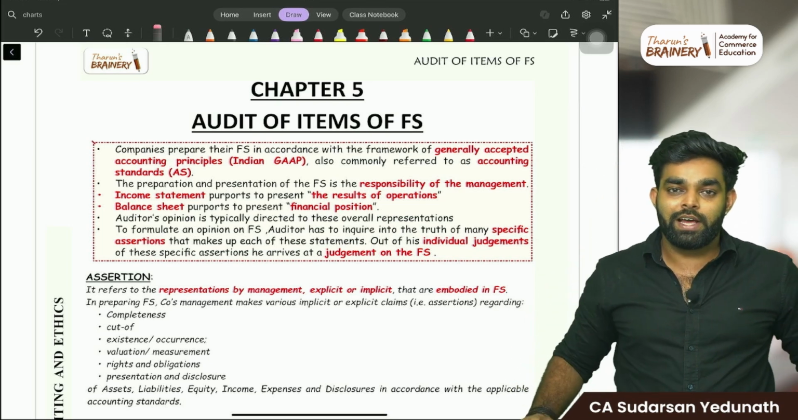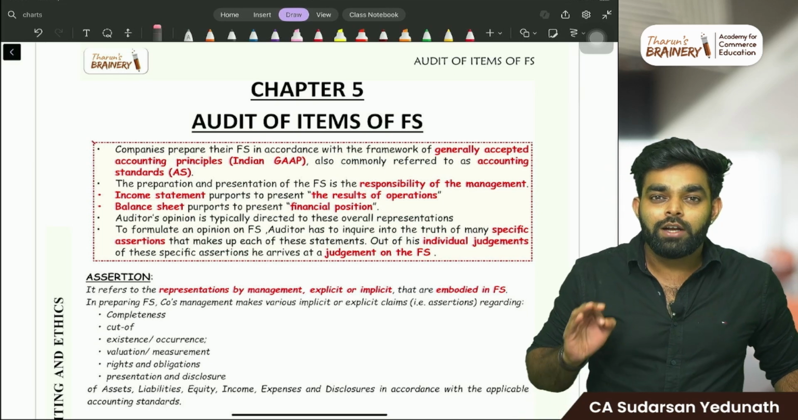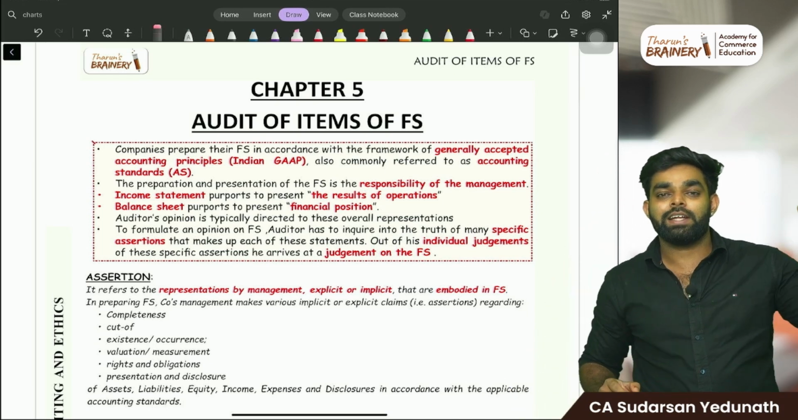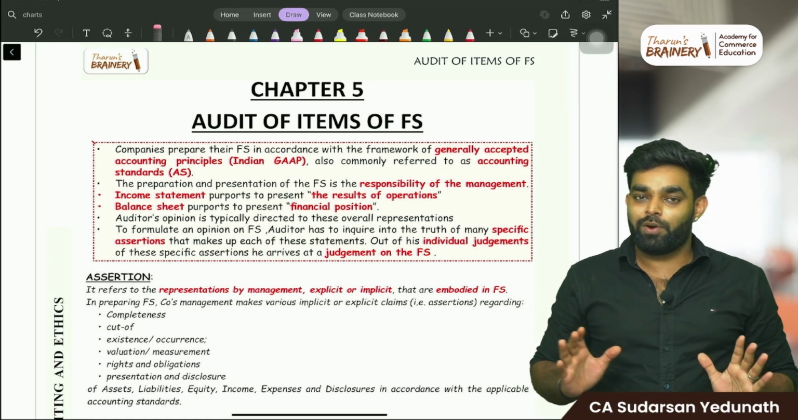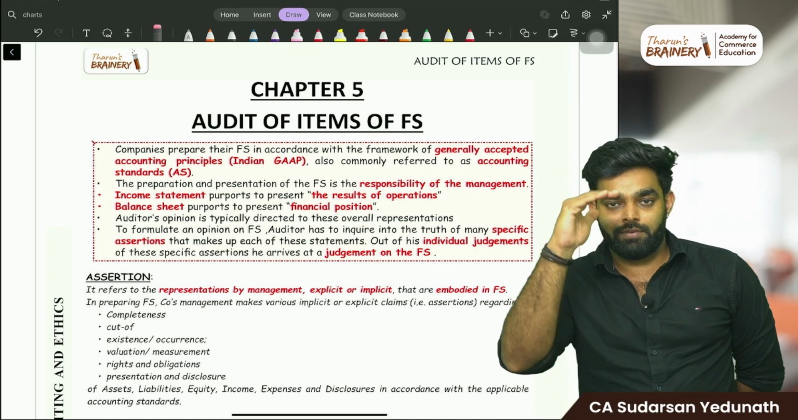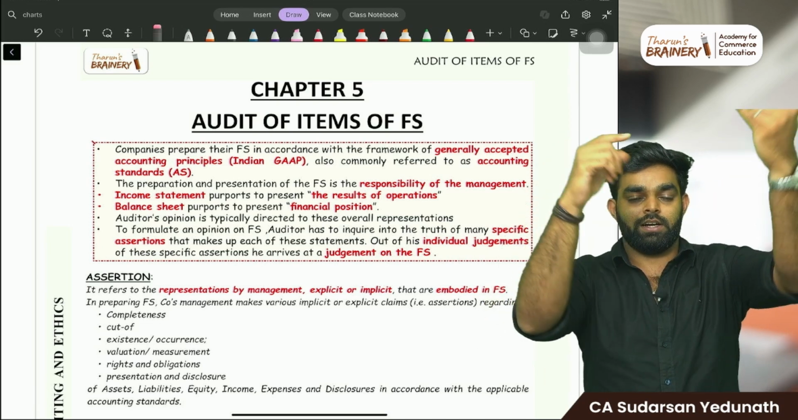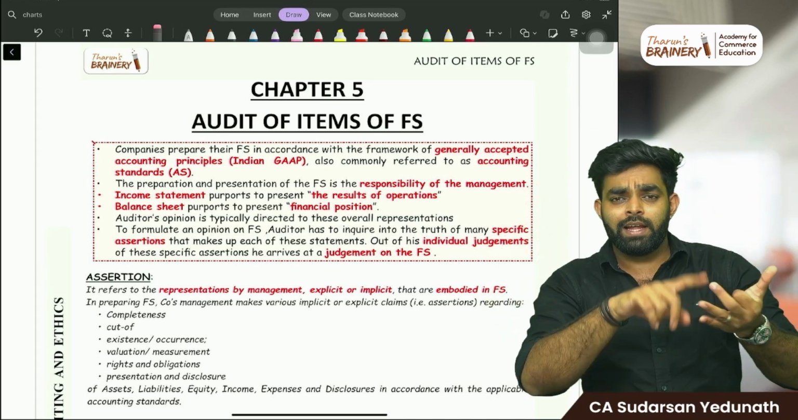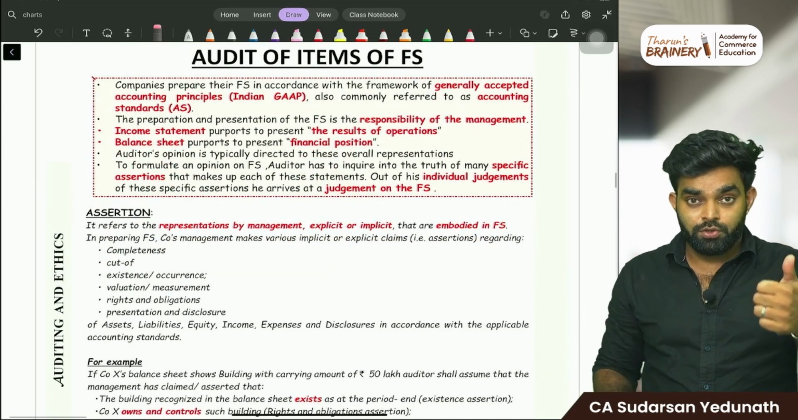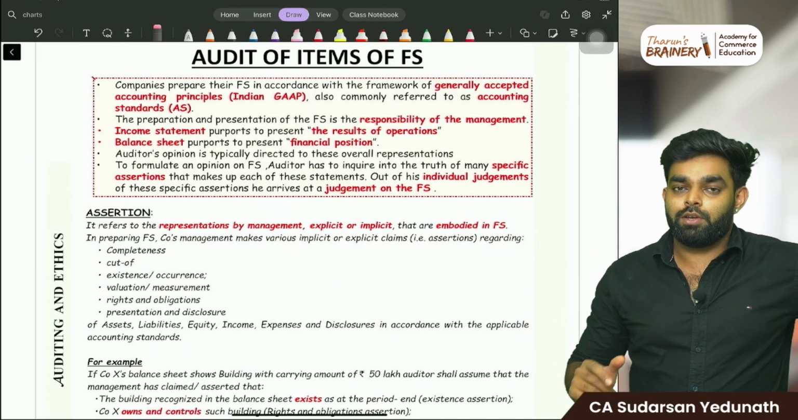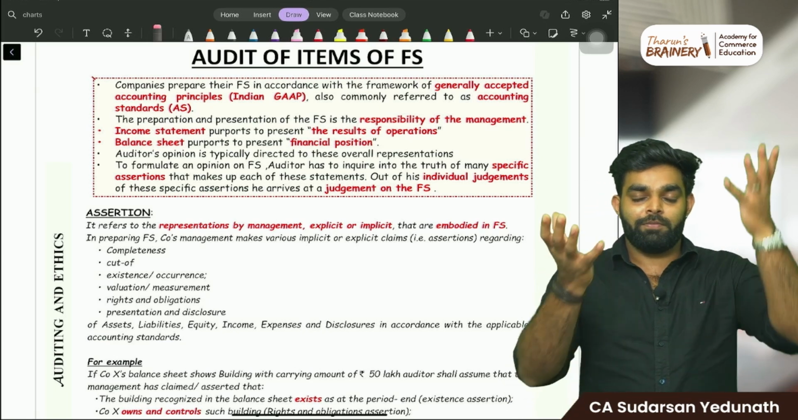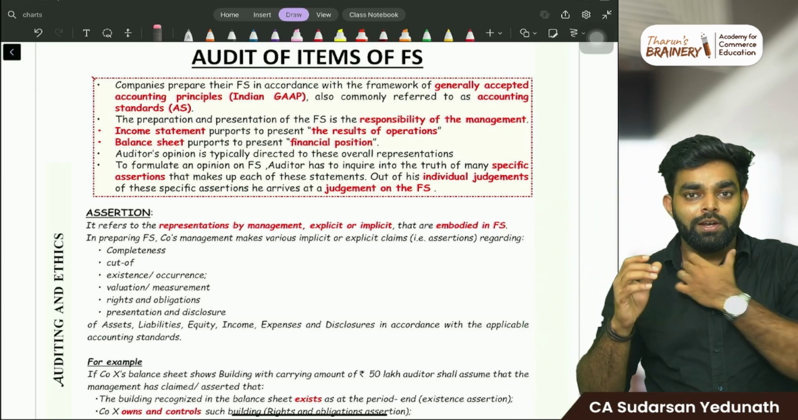You saw share capital as 10 lakh rupees. What are the audit procedures you need to follow to check whether that is correct or not? That is what we call audit of items of financial statements. Here we have items like share capital, land and building, and you as an auditor need to verify them. How you should do that is mentioned in this chapter. If you study this chapter perfectly, next time when you get a financial statement for auditing, you know what to do in different cases.